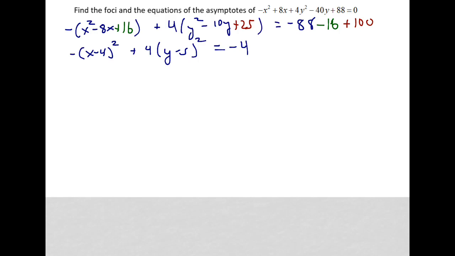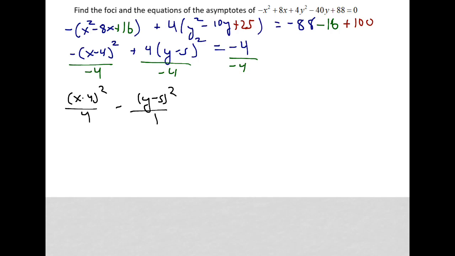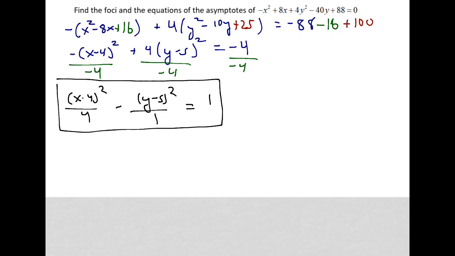Now, we know that we should get a 1 on this side. So here's where you're going to have to be really careful. What are we going to do to each of these terms? We're going to divide each term by a negative 4. And notice, once we do so, look what happens to the signs. These negatives actually cancel out. So we end up with x minus 4 squared over 4 minus y minus 5 squared over 1 is equal to 1. And this is the so-called standard form of this hyperbola.